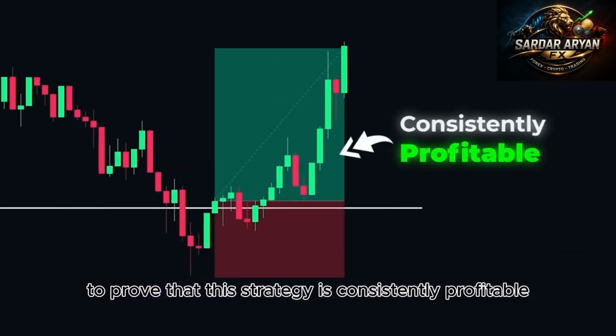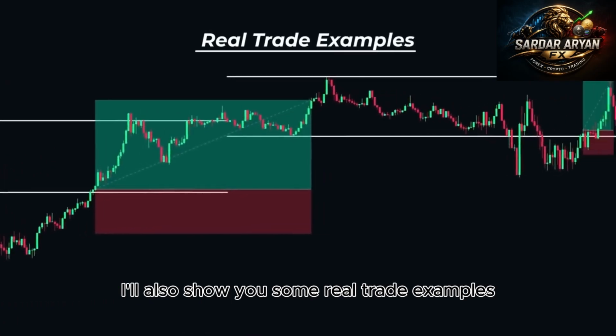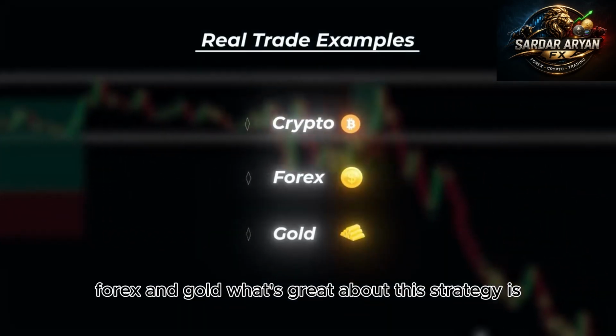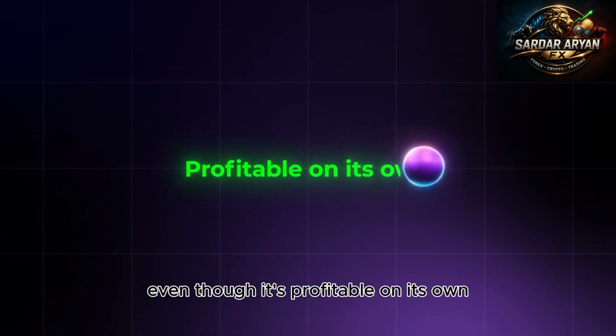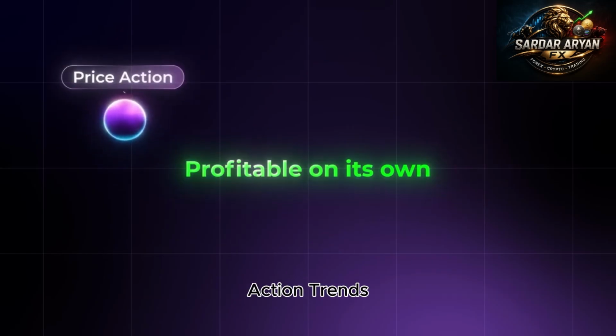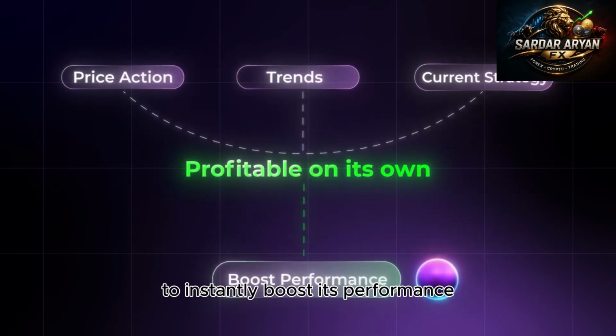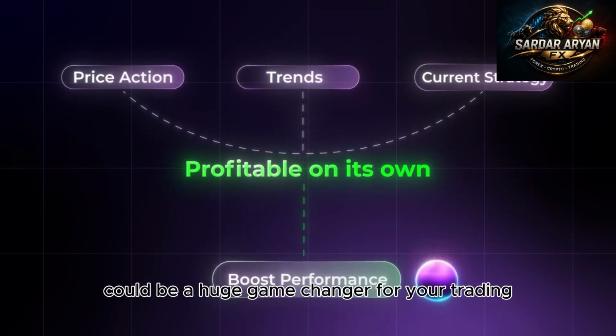Now, to prove that this strategy is consistently profitable, I'll also show you some real trade examples on popular markets like crypto, Forex, and gold. What's great about this strategy is, even though it's profitable on its own, you can still combine it with other systems like price action, trends, or even your current strategy to instantly boost its performance. That's why adding this to your toolbox could be a huge game changer for your trading.